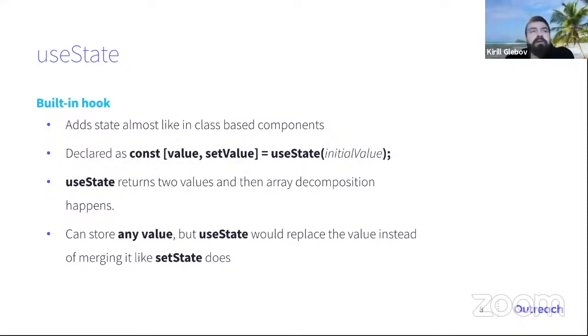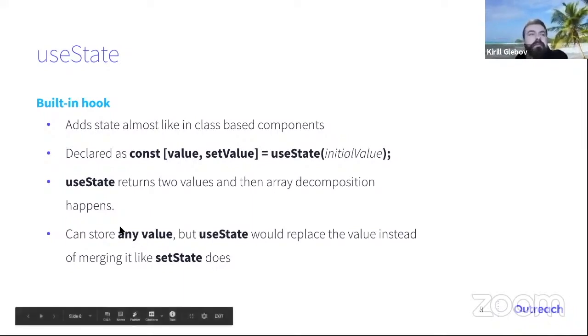It's declared by destructuring an array, which is returned by the useState function. And this function also accepts an initial value for the state to store. It can store any value. But unlike state in class-based components, updating an object or an array in the state hook would cause its data to be replaced instead of merging it, like it was done in class-based components.